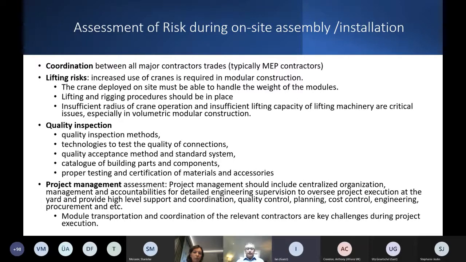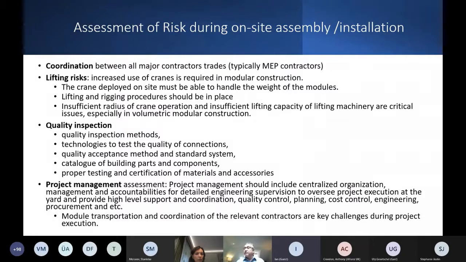Now, during the site assembly, we're going back to what I wouldn't say are traditional, but construction risk factors. We're going back to a construction site. So we're aware of all the different risk factors on a construction site, all the way from fires to collapse, to natural catastrophes, to all these different things. What I wanted to highlight is the coordination aspect. Are all the major contractors and subcontractors in line to be able to connect these modules together once everything is put together? Then there is the lifting risk.